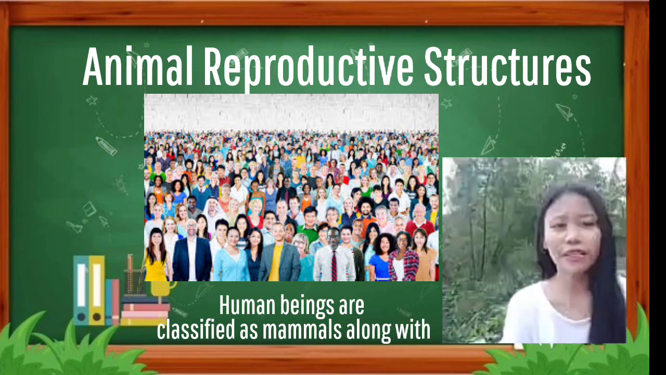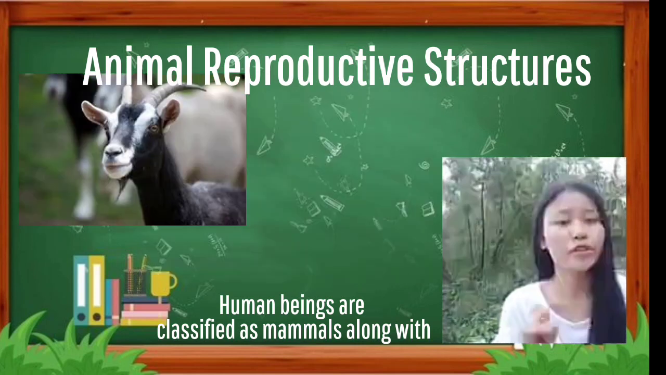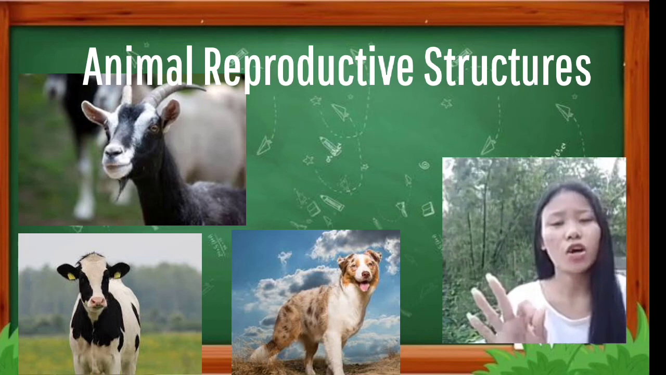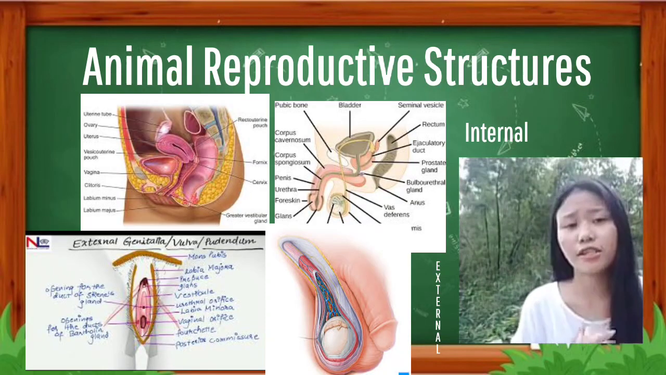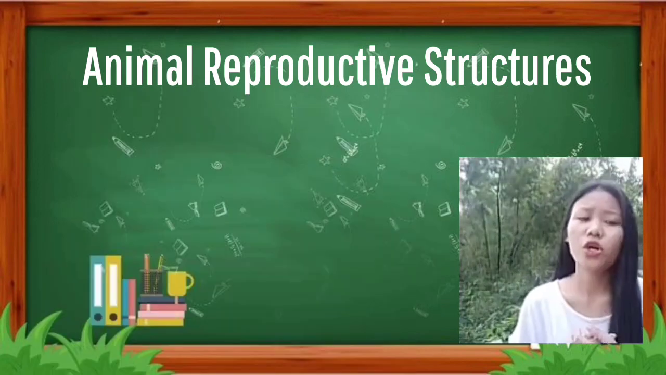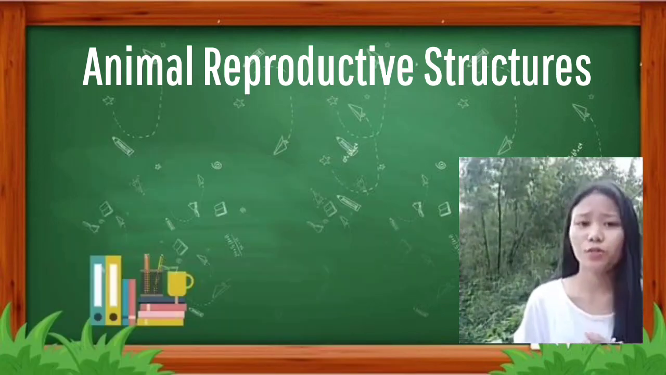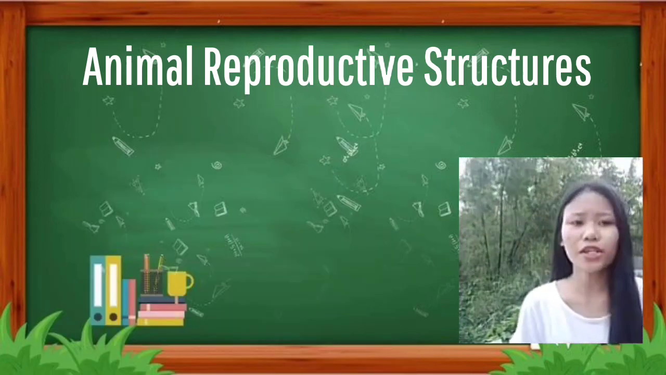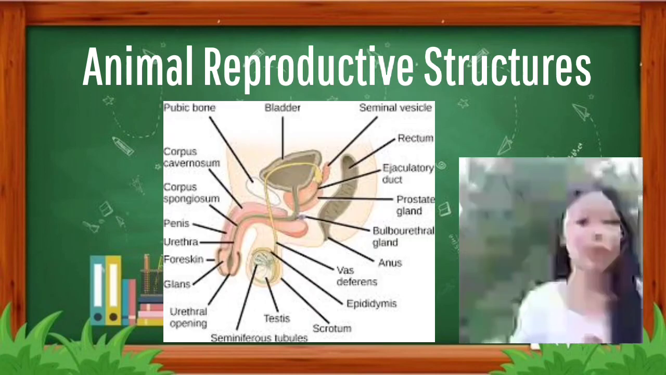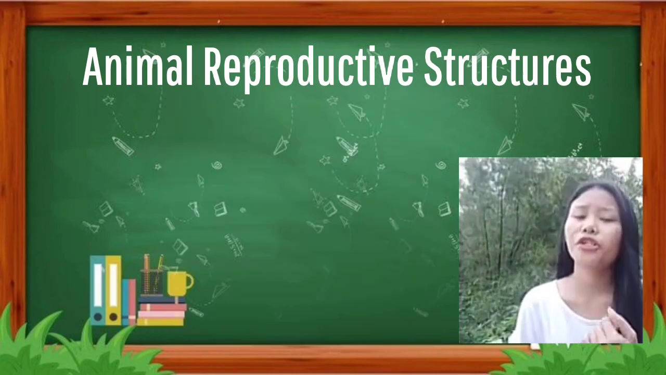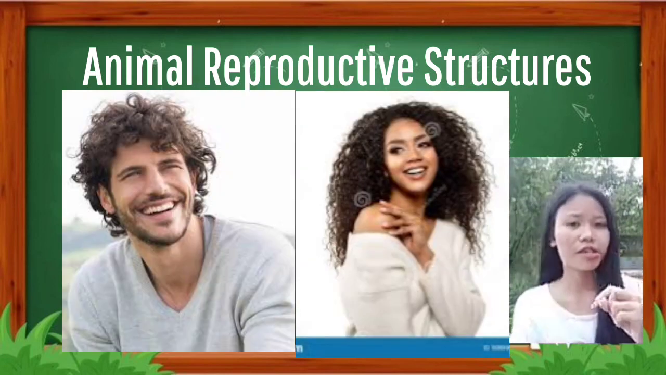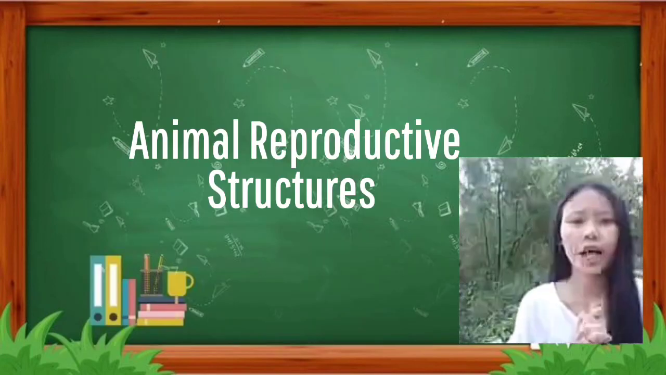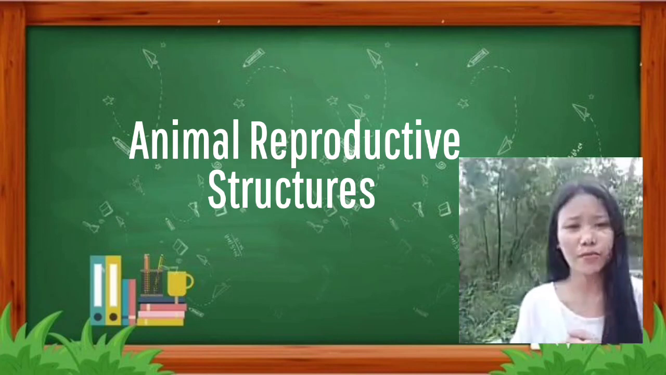Human beings are classified as mammals along with goats, cows, dogs, cats, and mice. Mammals have external and internal sex organs. Recall that among female and male human beings, there are external genitalia that scientists use to identify whether the newly born individual is a male or a female. This is true for cow, dog, cat, and other mammals.